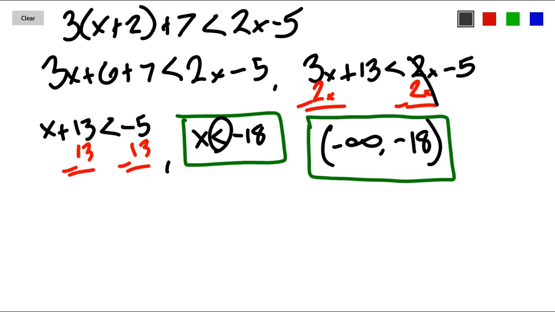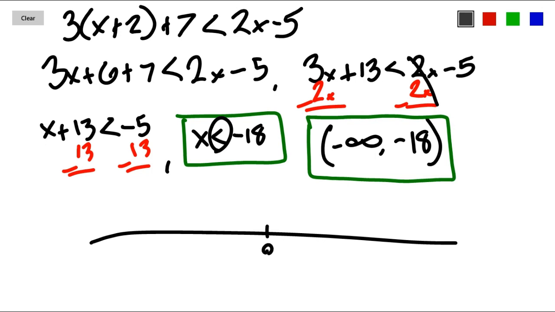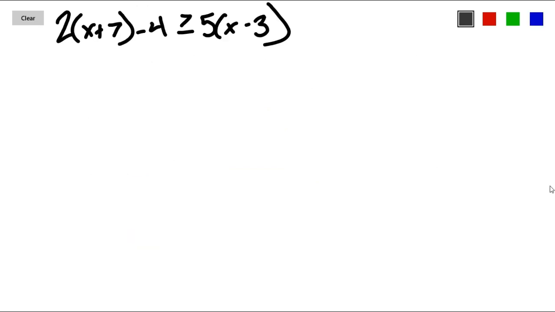And if you want to graph this, you draw out the number line. And I have a 0 right here, and then negative 18 is going to be somewhere over here. So x can be any value that's less than negative 18. So we represent that with an open parenthesis, and then every number to the left of this value is valid for x. So in the next example, more of the same kind of thing.